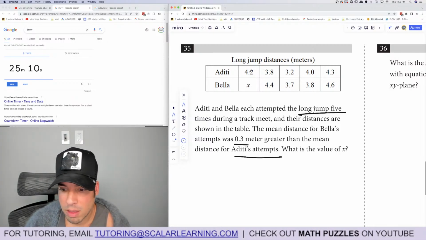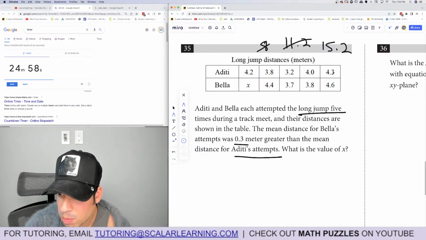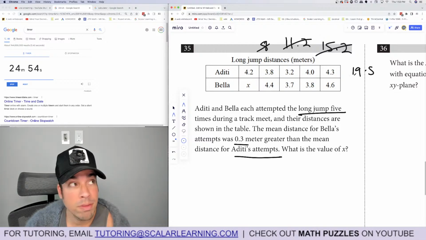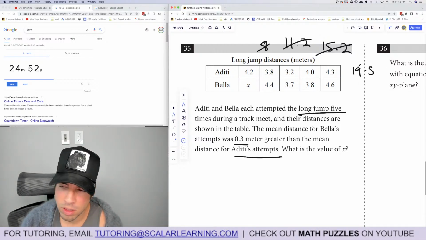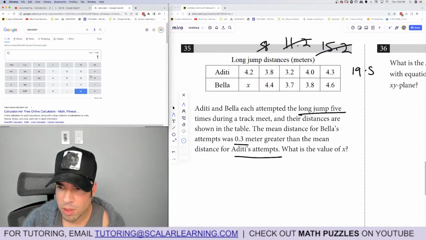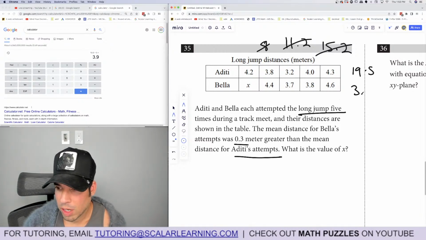So I guess we have to calculate the mean. So we're going to add all these up. 4.2 plus 3.8 is 8. Plus 3.2 is 11.2. Plus 4 is 15.2. Use a calculator if you're not as comfortable with the mental math. Plus 4.3 is 19.5. Divided by 5 is, I think, 3.9 something. Let's do it. 19.5. Oh, just 3.9. Okay, so that's hers.